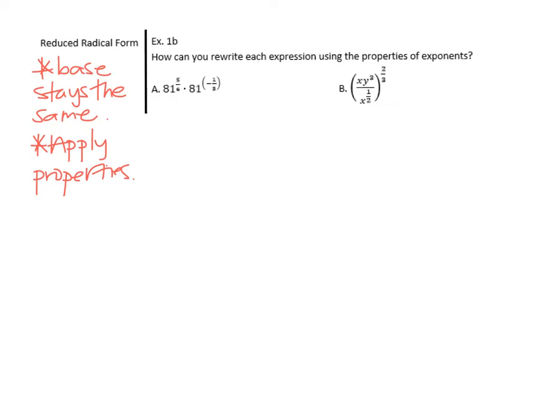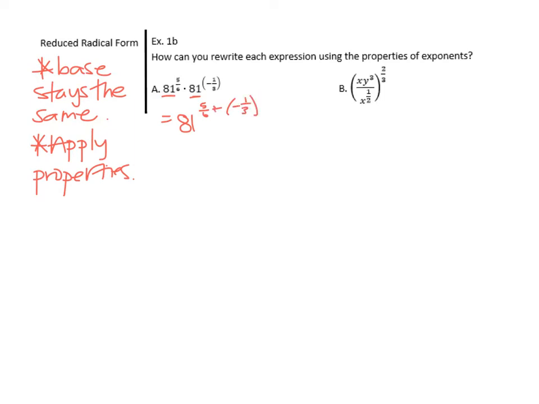Now they both have rational exponents, but recognize that the bases are the same. When you multiply bases, that's going to be the product of powers property. We can combine them and condense it to one base if we add the exponents together. This is going to equal 81 to the 5/6 plus, that's a plus, negative 1/3 power.